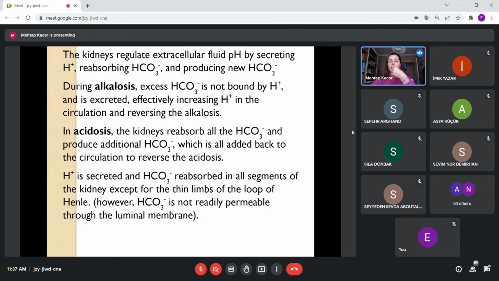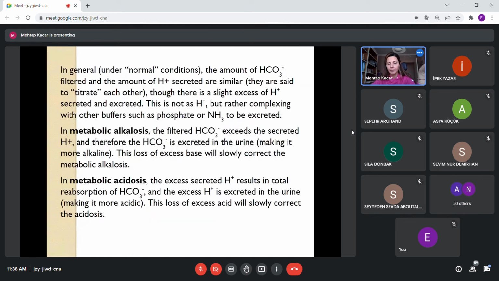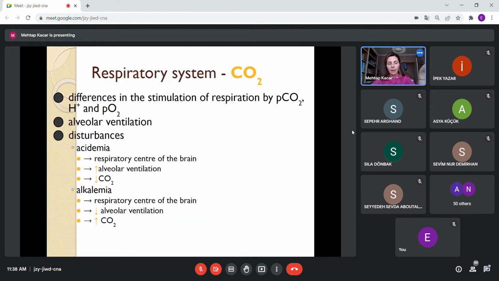During alkalosis, excess bicarbonate is not bound by hydrogen ion and is excreted, effectively increasing hydrogen ion in the circulation, reversing the alkalosis. In acidosis, kidneys reabsorb all the bicarbonate ion and produce additional bicarbonate to reverse the acidosis. And we use a compensatory system to recover from this problem. Sometimes we can succeed, sometimes we cannot.